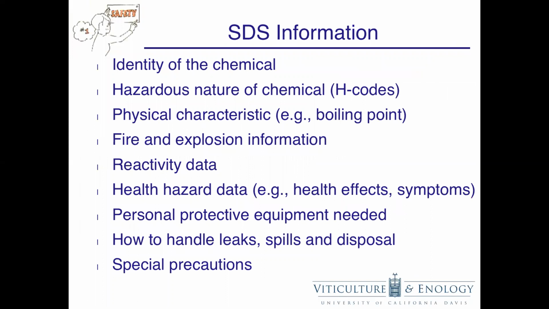We will now discuss chemical safety data sheets, or SDSs. The SDS describes the name of the chemical, the hazardous nature of the chemical, physical characteristics, fire and explosion information, reactivity of the chemical, health hazard information such as health effects and symptoms, personal protective equipment needed when using the chemical, how to handle leaks, spills, and disposal, and any special precautions.